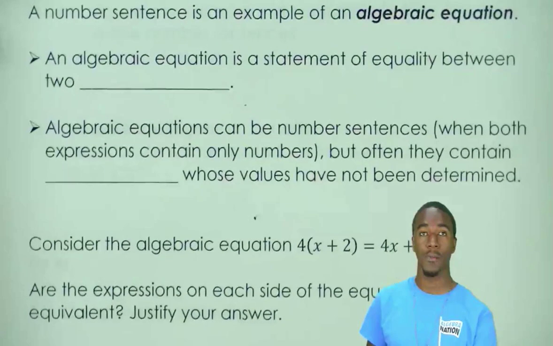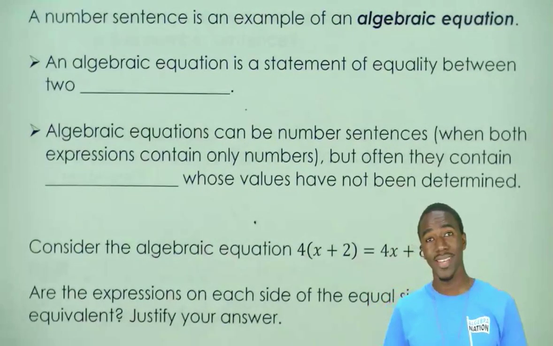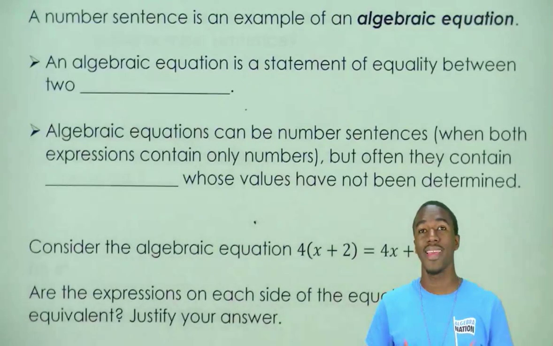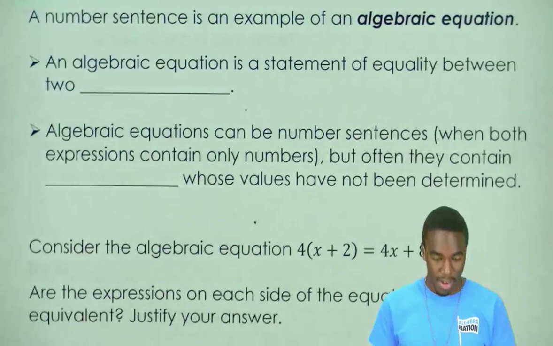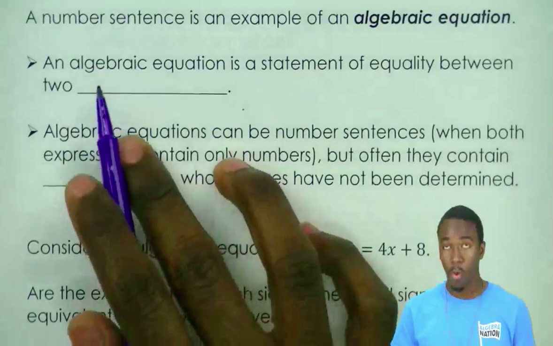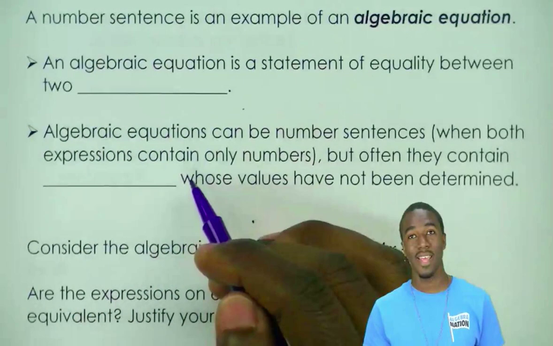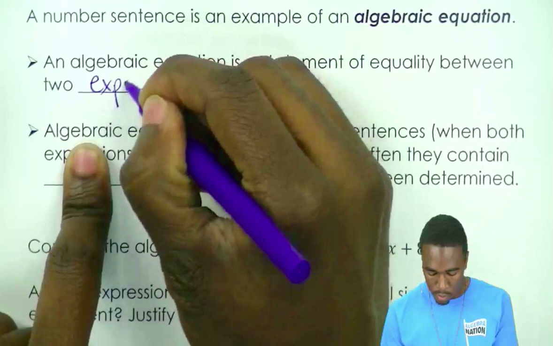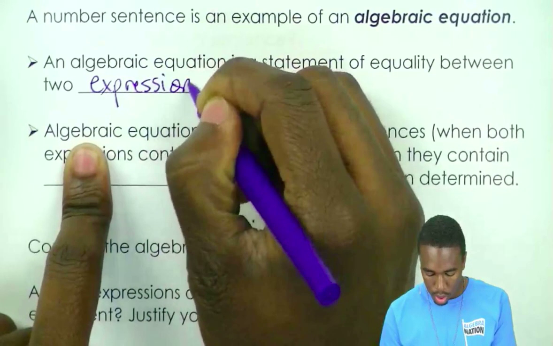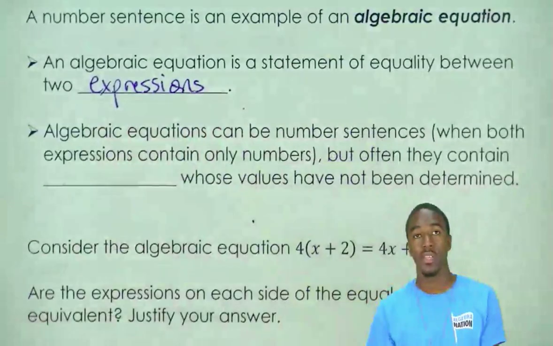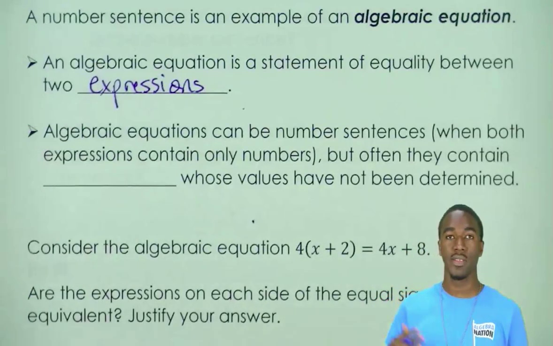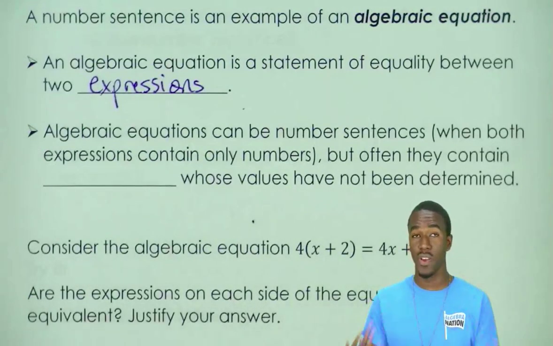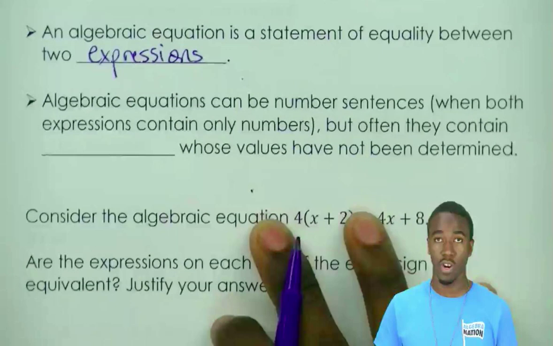All right. Now, a number sentence is an example of an algebraic equation. There goes that term. Now, what is an algebraic equation? It's a statement of equality between two expressions. Essentially saying two expressions are equal to each other. And sometimes we have to prove that, sometimes we don't. It's very clear and blatant to us, but those are algebraic equations.